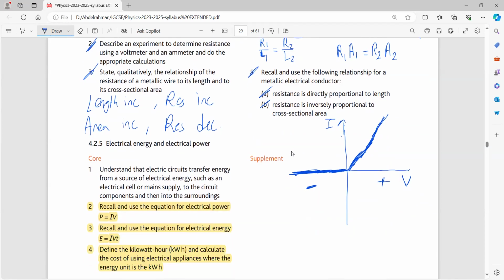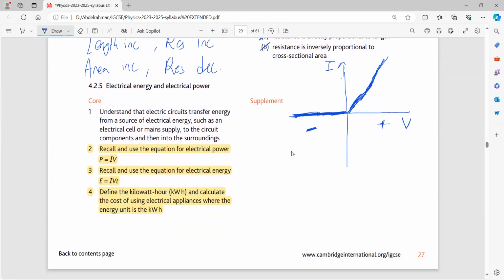Good. Moving on to the energy and power. One of the easier parts of this lesson. Power equals, we know that power equals IV. We know that energy equals IVT, and then we can define the kilowatt hour. Kilowatt hour is basically the energy. Right? Energy is equal to the power times time. But in this case, the power needs to be in kilowatt and the time needs to be in hours. That's when we measure the energy used in kilowatt hours.